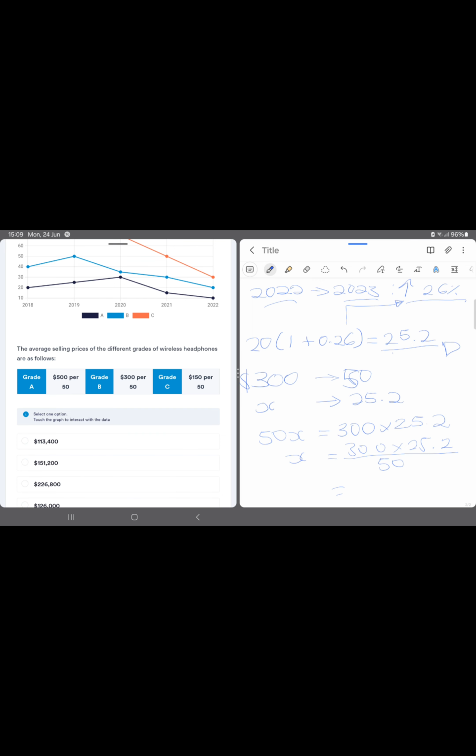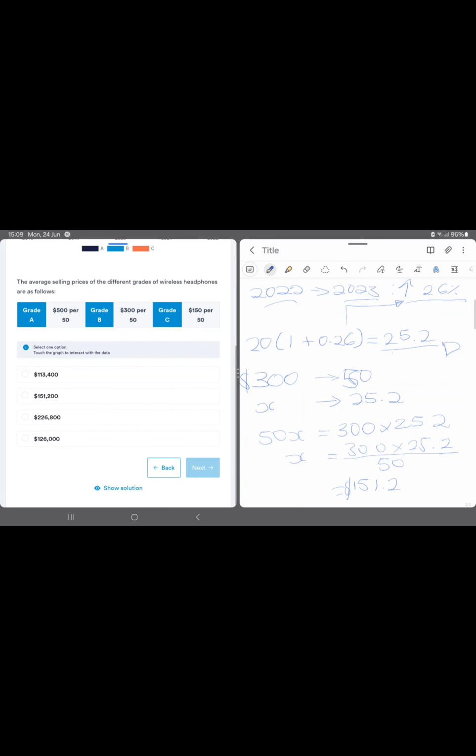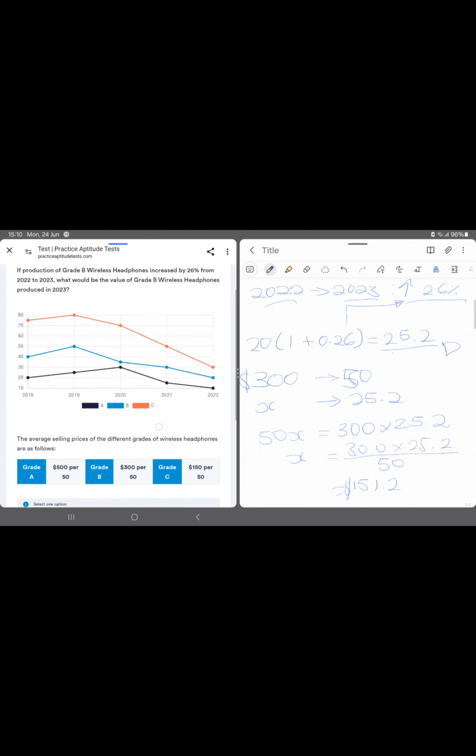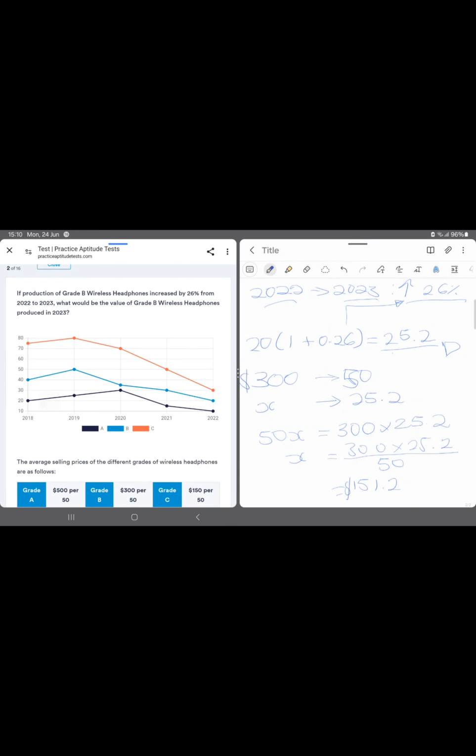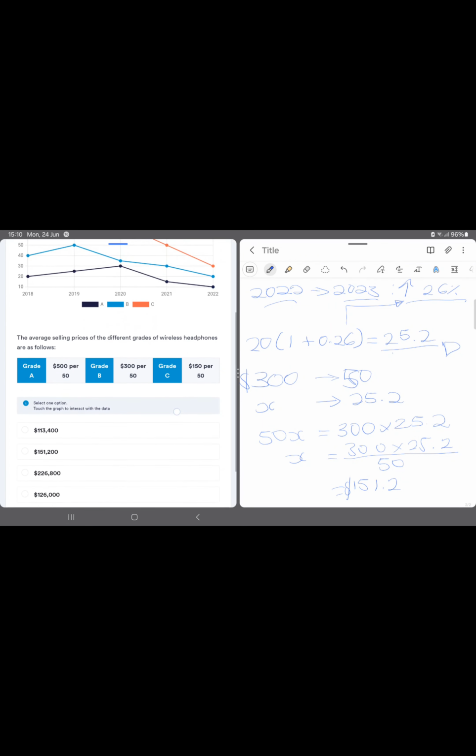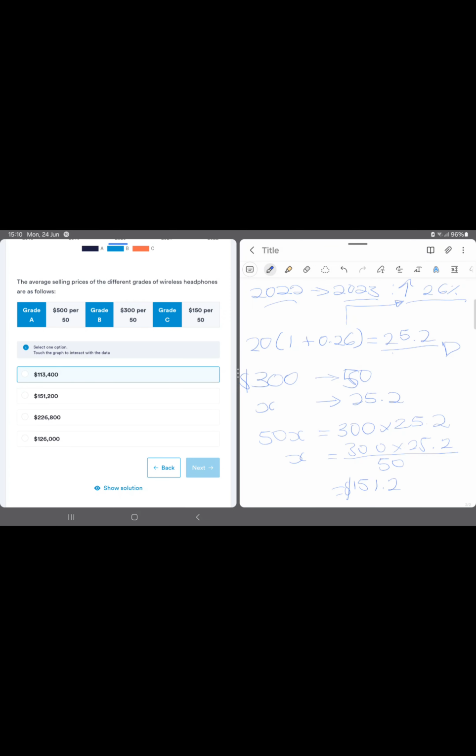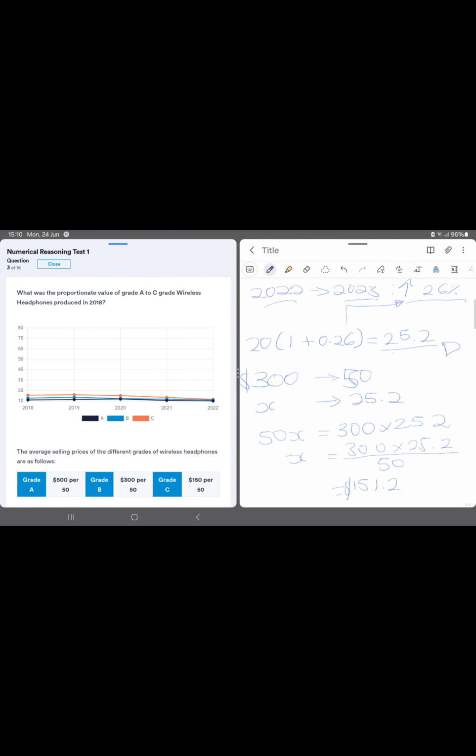And the solution is $151.2. Then we will look at this side. I believe that the values here should be in thousands, judging by how the solutions are written. Looking at our options, we can see that 151.2 goes with $151,200. So option B is the answer.